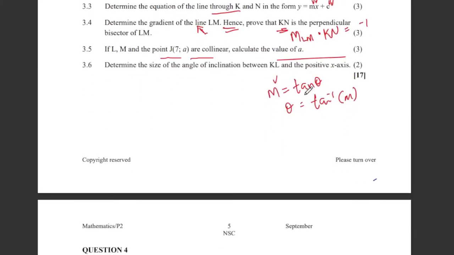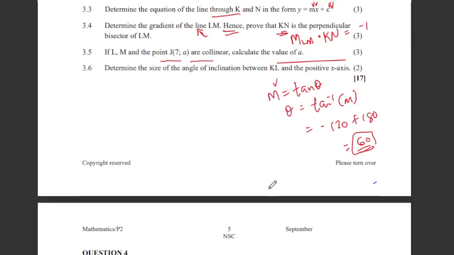Now, if it so happens that you get a negative value, okay, say -120, just plus 180, so that you end up with a positive answer. So regardless of which value you get, for as long as it's negative, you need to always give us a positive answer. Then if the answer is positive, well and good.